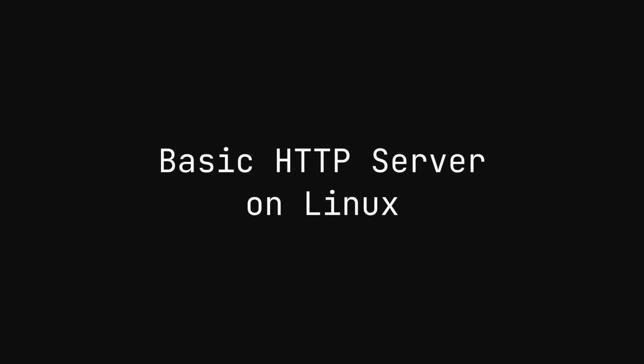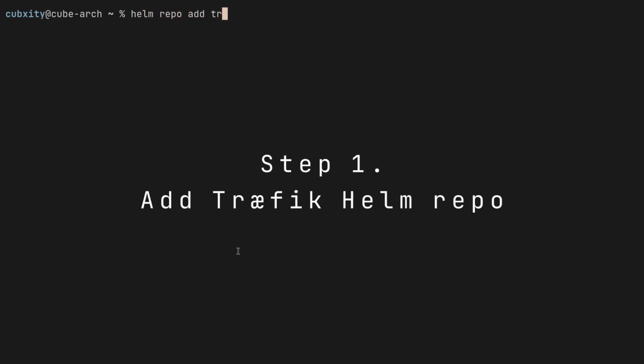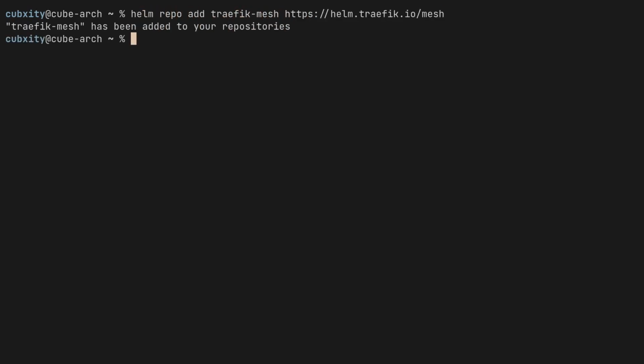Hey guys, in this tutorial we're going to install a simple HTTP server on Linux. First, make sure that you have a Kubernetes cluster ready and set up. Step 1 is to add the Træfik Helm repo. Make sure to update it.